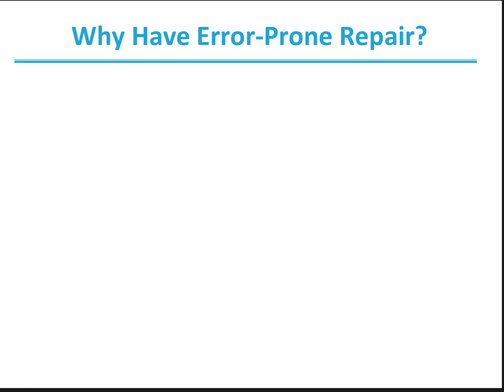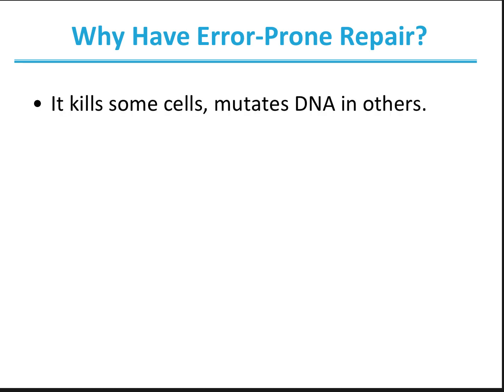And we've spent a lot of time talking about how important it is to correctly repair your DNA. So the question is, why do cells have error-prone repair? And one way to think about this is that it's a desperate last-ditch attempt to live, and that's why we call it the SOS system. And ultimately, it kills some cells and also mutates DNA in the cells that survive. And it's the survival of these cells that really is the driving force for this process. So some of the daughter cells that have the mutation are able to survive.